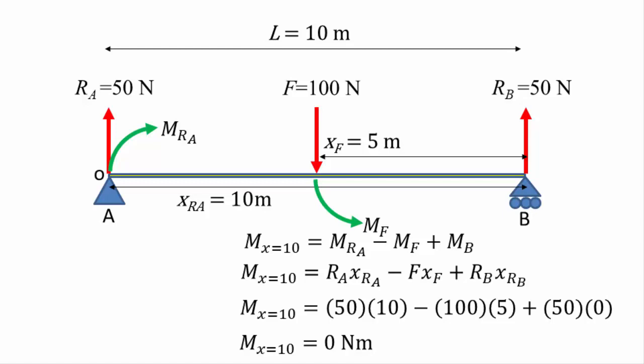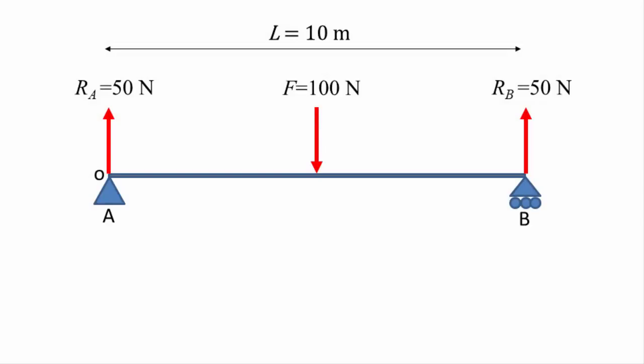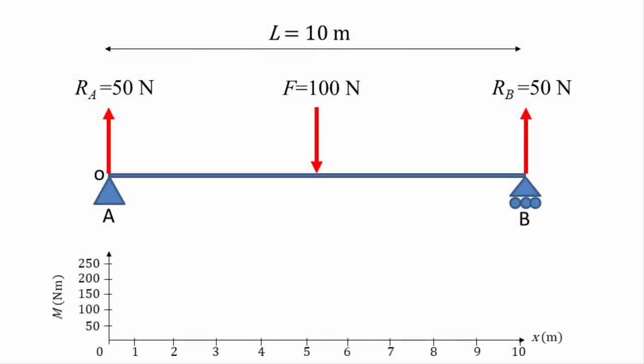We have now calculated the bending moments at 6 points along our beam. So let's recap these results and show them on a graph. Here, the horizontal axis represents the distance along the beam and the vertical axis represents the bending moment. At 0, the bending moment is 0. At 2 meters, the bending moment is 100 Newton meters. At 4 meters, the bending moment is 200 Newton meters.